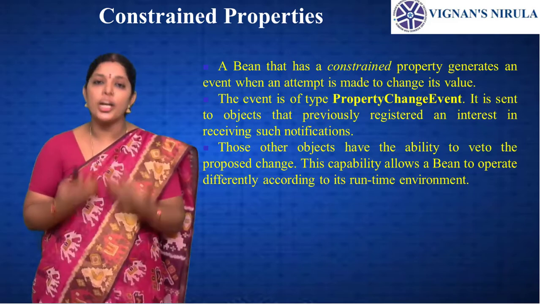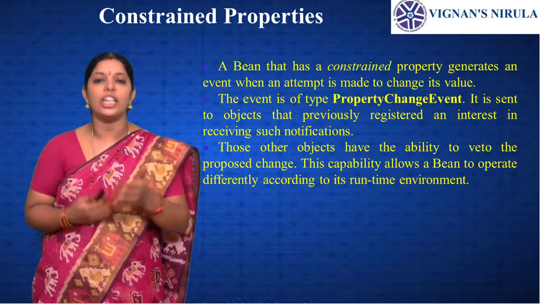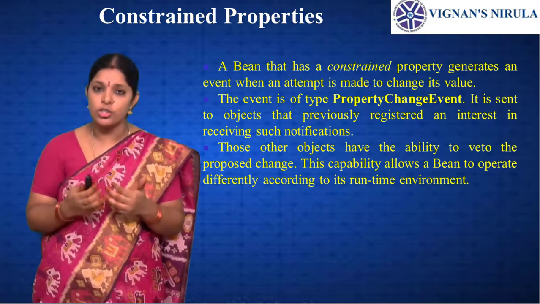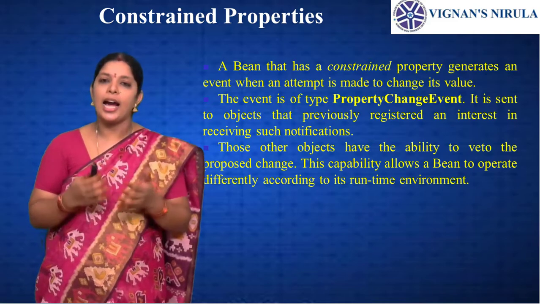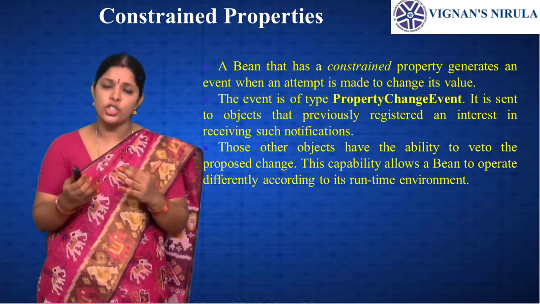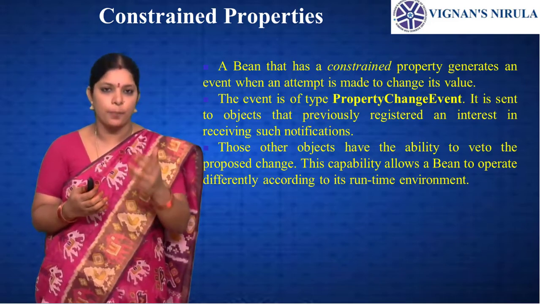What is meant by constraint properties? The constraint properties are used to generate events. If we want to generate any events, we can use the constraint properties. These events are generated when an attempt is made to change its value. In that situation, we are using the constraint properties.